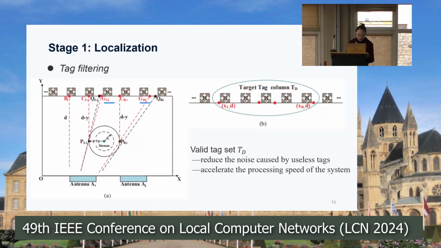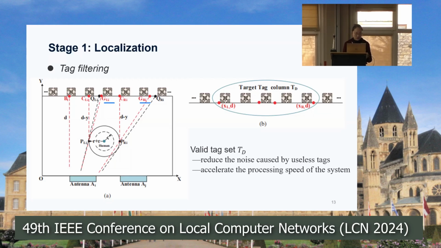Observing that the positioning results obtained by our method are quite accurate, we consider filtering the tag array to extract a valid tag set based on the human's location, which can reduce the noise caused by useless tags on the one hand and accelerate the processing speed of the system on the other.